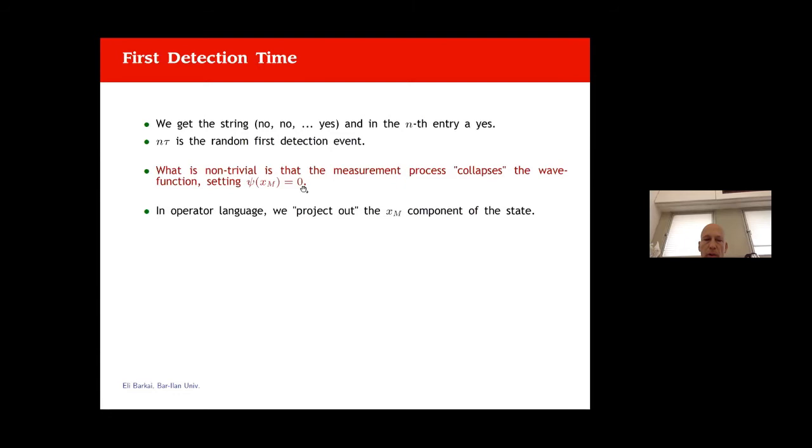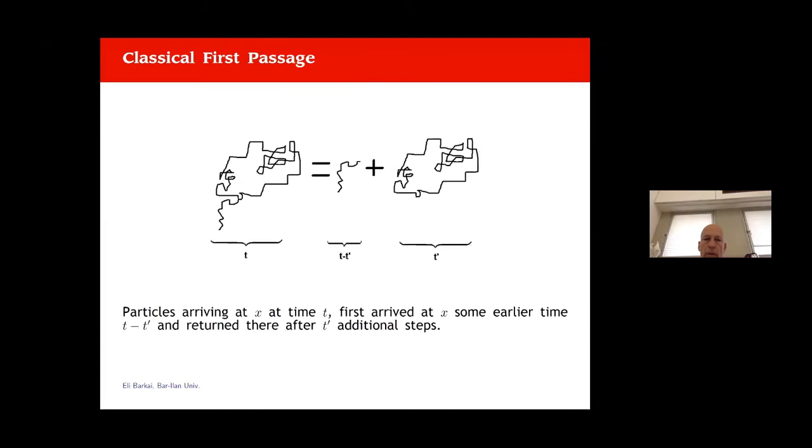And then the combination of measurements and unitary evolution between measurements gives you a non-Hermitian description of this type of problem. In the operator language, we project out the component of the wave function on the detection node when we do not detect the particle, so the measurements influence the dynamics. Now, the basic workhorse that we use to solve this type of problem is a very general equation called the quantum renewal equation, but I assume you don't know much about this field.